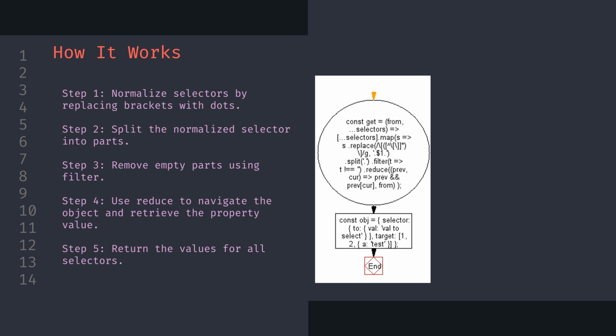Here's how it works. The process begins by preparing the selector string and then iteratively navigating the object using reduce. This ensures that we can handle deeply nested properties efficiently.